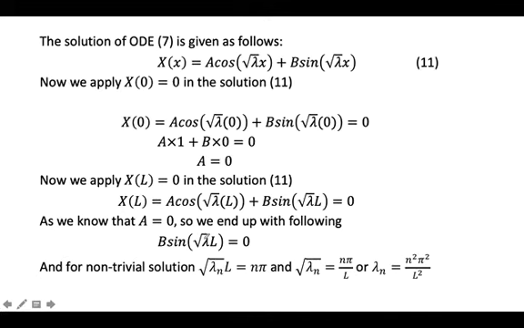So observe here, this is the eigenfunction, and the eigenvalue is this one. We say that square root lambda L is equal to n pi, and square root lambda n then becomes n pi over L, or if we square on both sides we get this one. So one, we get the value a is equal to 0, and the other, we get the value square root lambda n is equal to n pi over L.